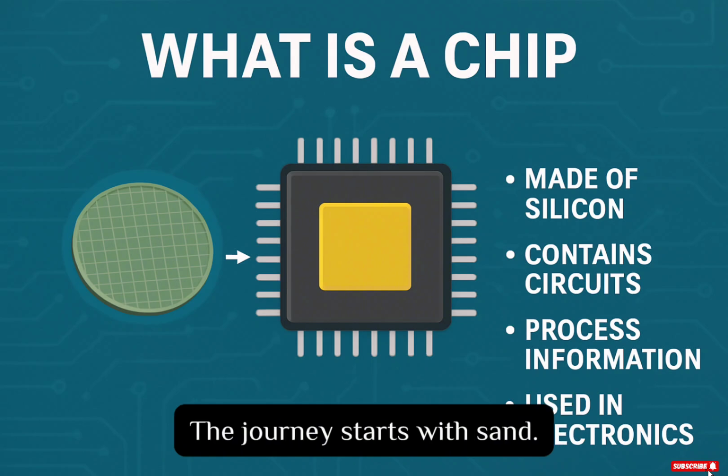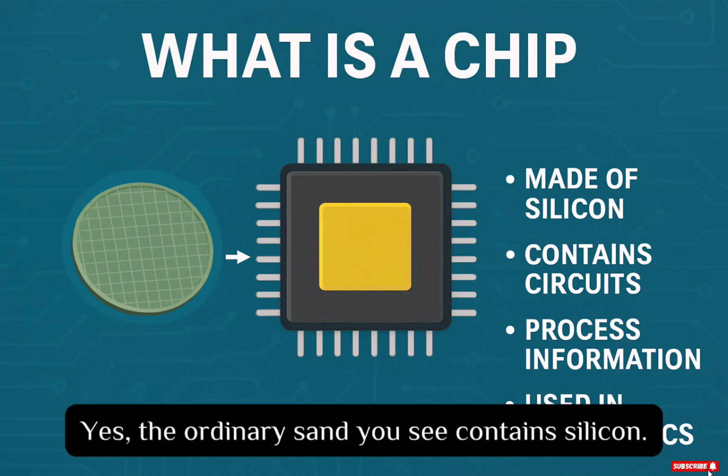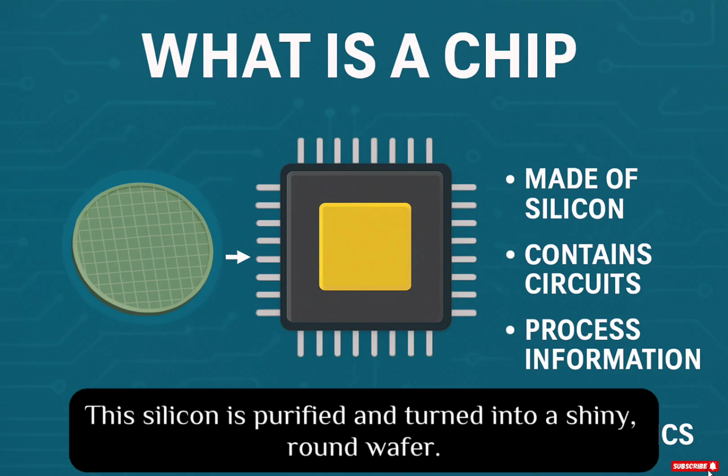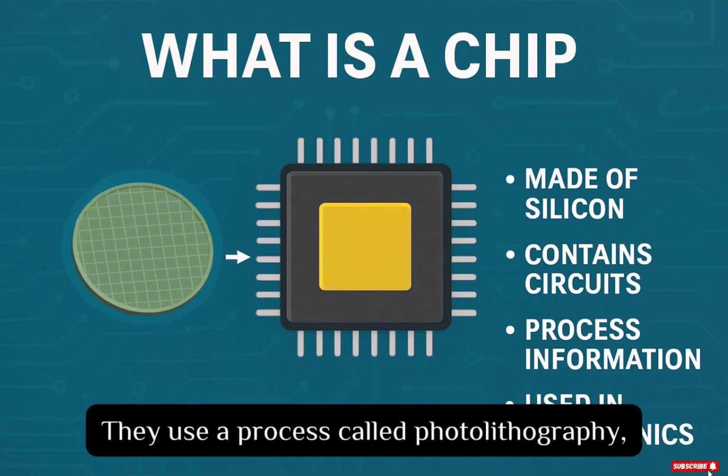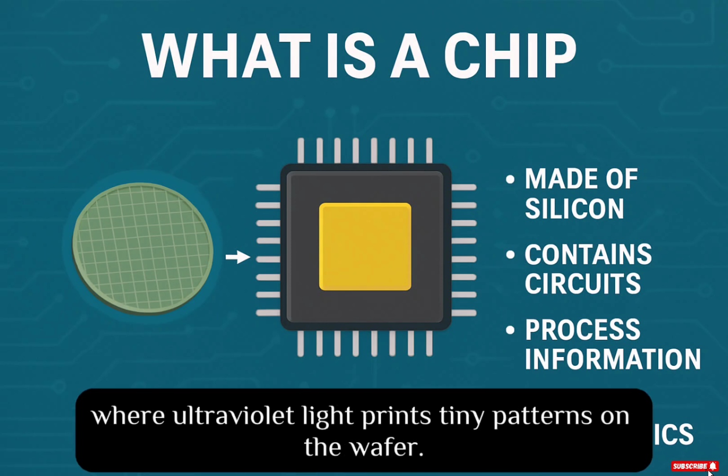The journey starts with sand. Yes, the ordinary sand, you see, contains silicon. This silicon is purified and turned into a shiny, round wafer. On this wafer, manufacturers build circuits using advanced machines. They use a process called photolithography, where ultraviolet light prints tiny patterns on the wafer.